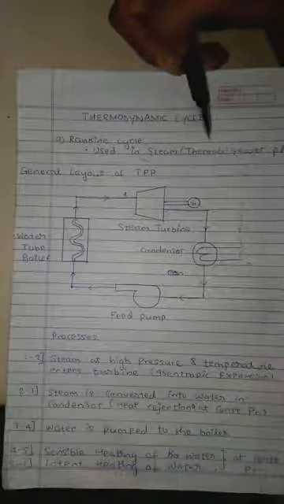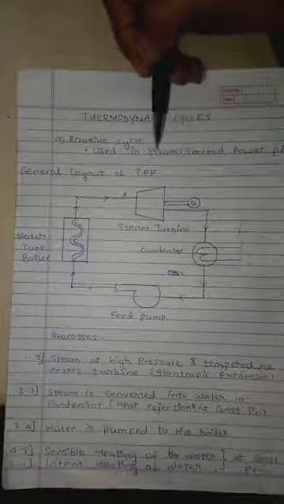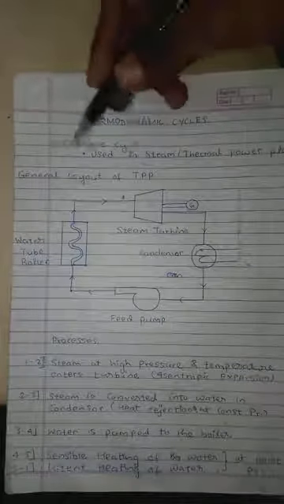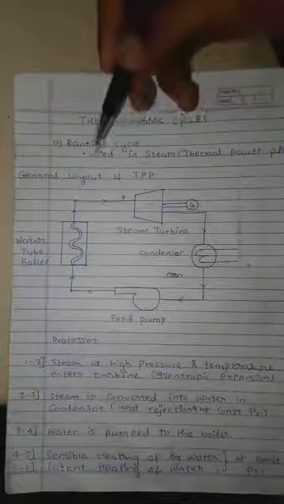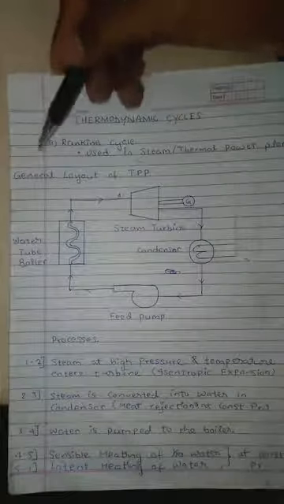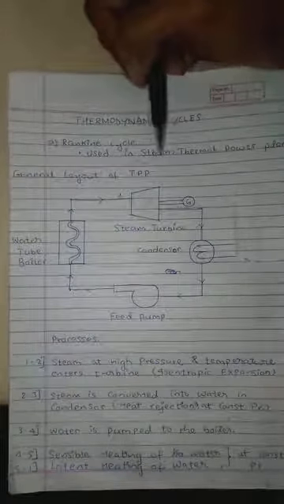power plants. The prerequisite to study this cycle is the properties of the pure substance. Unless the base of that chapter is clear, you won't be able to solve numericals of Rankine cycle. So if you haven't watched those videos yet, please go and watch them, the links to which are given in the description box. So let's start with the general layout of a thermal power plant.